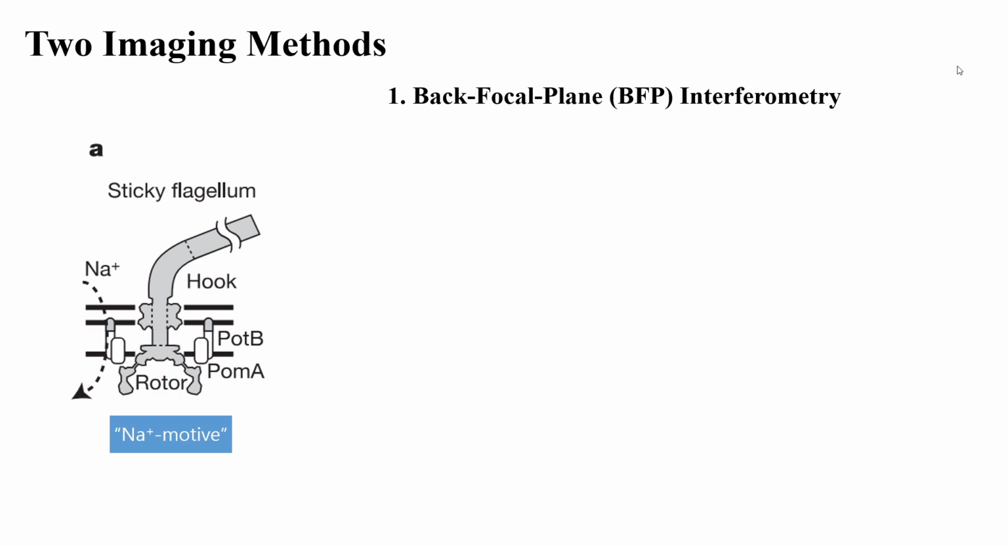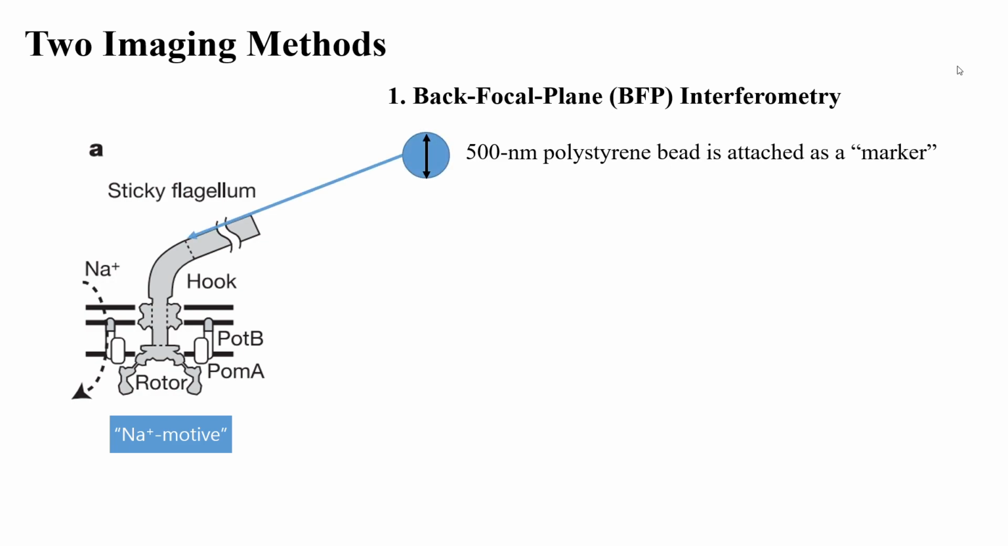There are two imaging methods. One is the back focal plane interferometry. We use a 500 nanometer polystyrene bead attached to the flagellum as a marker. As a result, we see an oval-shaped trajectory. The x and y axes are in scales of nanometers. Although it seems like the trajectory is oval-shaped, the trajectory itself is purely circular, and what we observe is the tilted projection of the circular orbit.